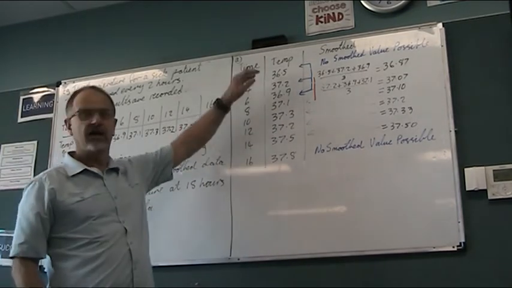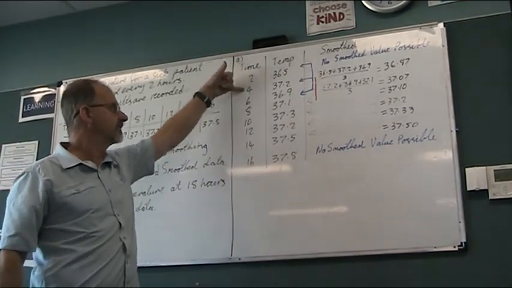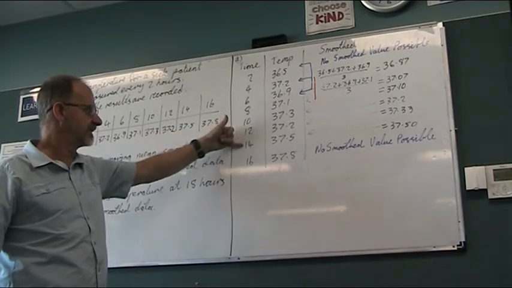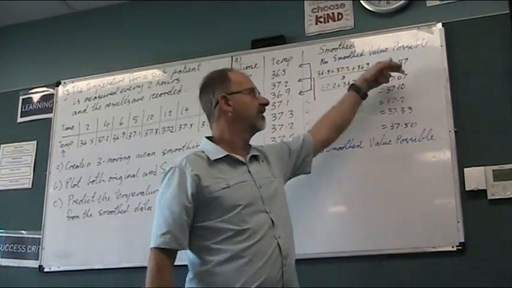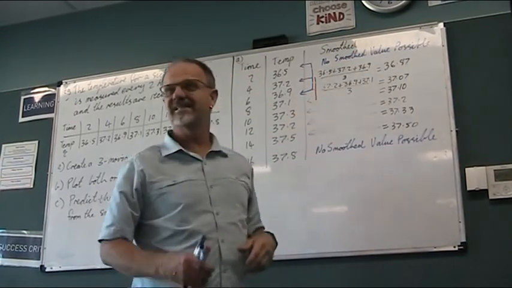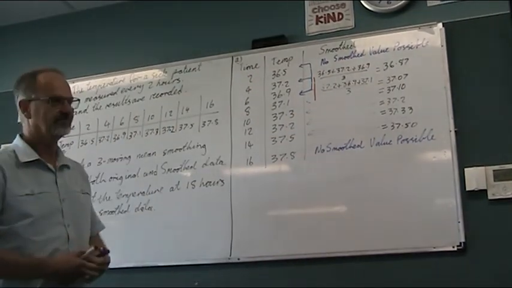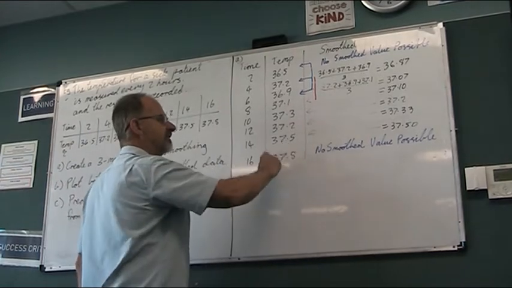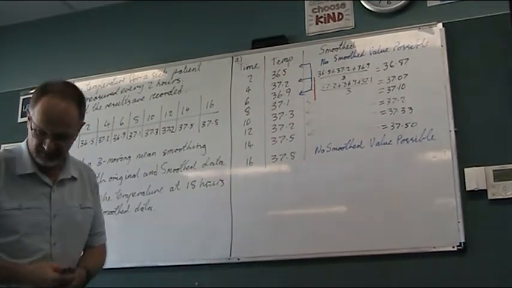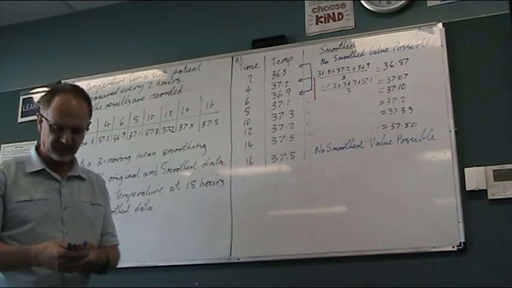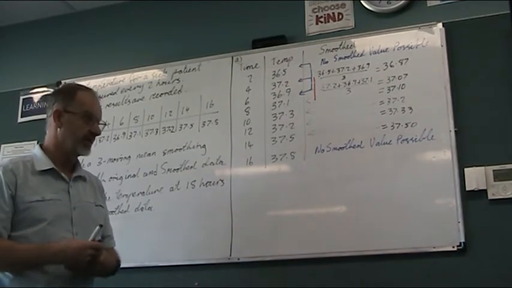With our original data, we've got 1, 2, 3, 4, 5, 6, 7, 8 data points. But after we've smoothed it, we're now down to 6 data points, because we don't have information to smooth these 2. So you actually lose information when you are smoothing in this way.